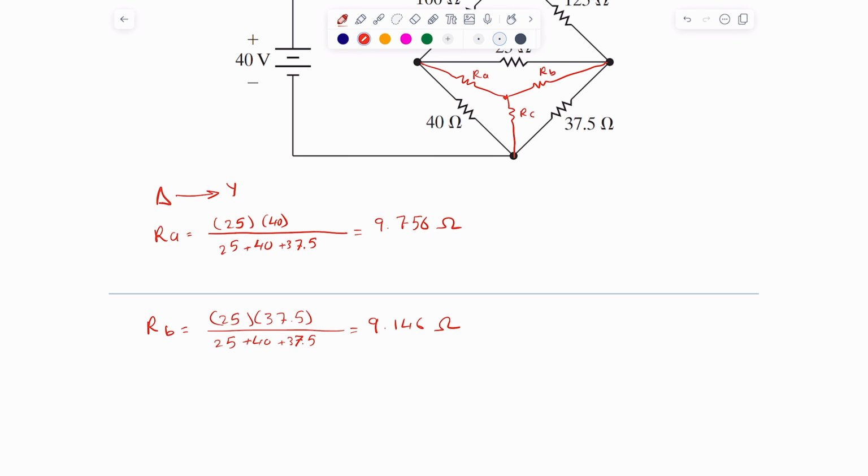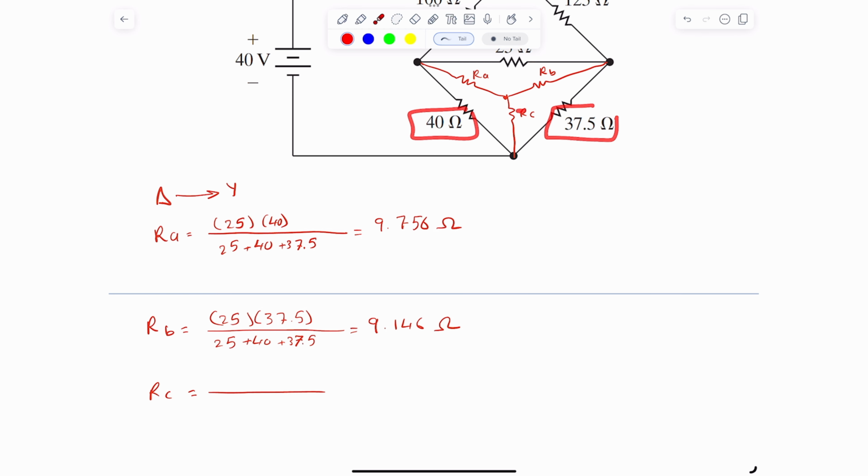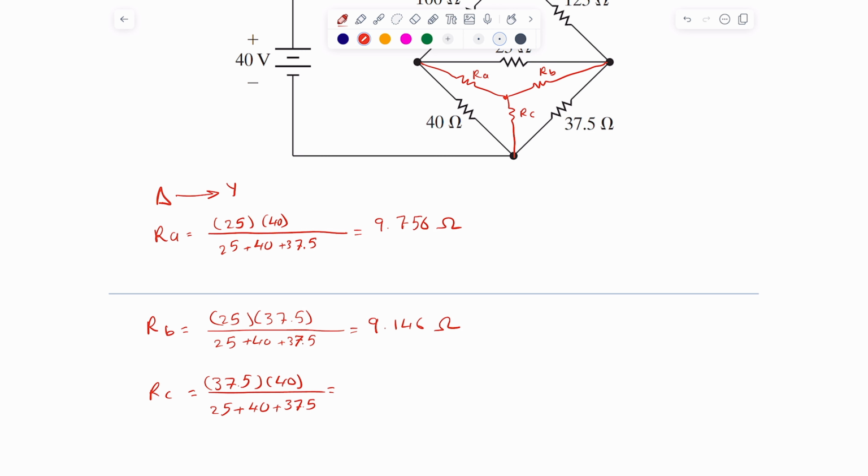All right, we continue. RC becomes pretty much, it's here. So I have to multiply the 37.5 times the 40, divided by the same sum, 25 plus 40 plus 37.5, okay? And that will give me 14.634 ohms. Okay, so I was able now to convert these.